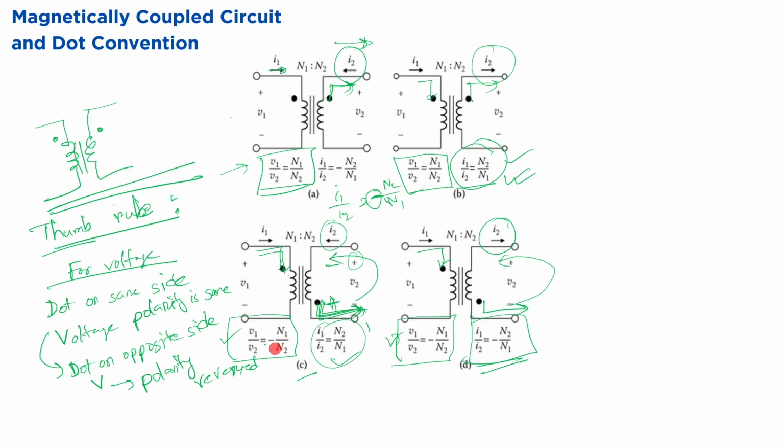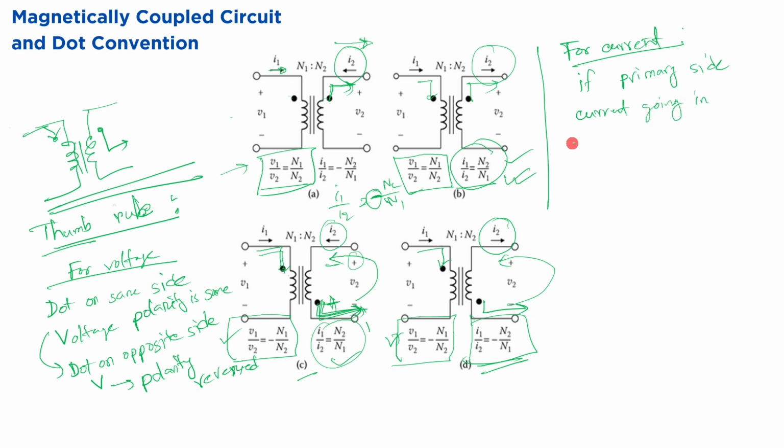For the current, I am writing here: for the primary side, if the current is going in, it will go out in the secondary side. Primary side current going in will go out in the secondary.